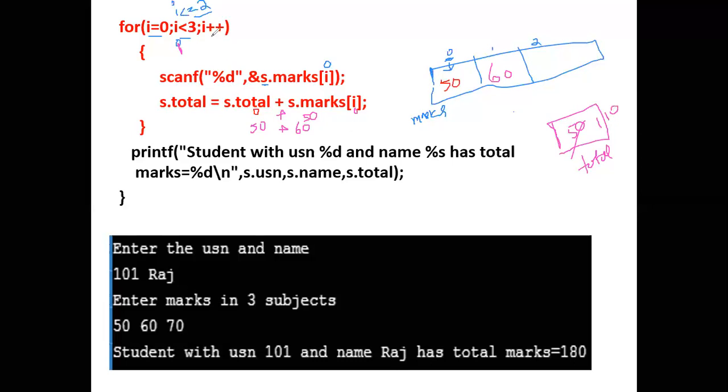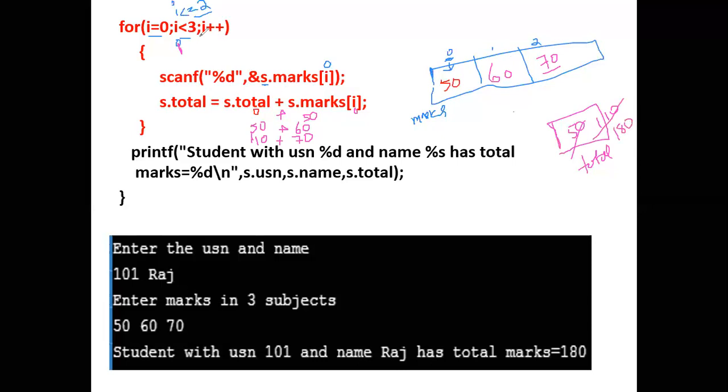Okay, next increment the value of i, it will become 2. 2 is less than 3, yes, condition is true. Take the value s.marks[2], so store some value, I will take 70. Now s.total is having 110, plus s.marks[i], that is 70. So now 110 plus 70 it will become 180, which will be stored in total.